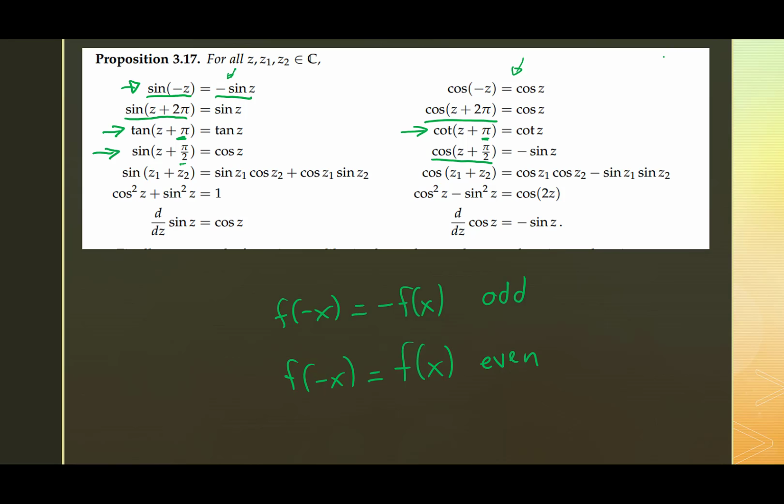Okay, but in any case, what this is saying is that there's a connection between sine and cosine, and basically you can shift one to get the other, which again shouldn't be surprising. Just think about the graphs of sine and cosine, they're basically the same, right? You just have to shift one to get the other.